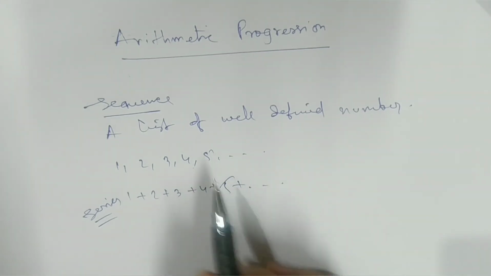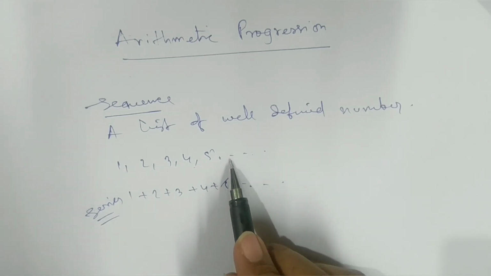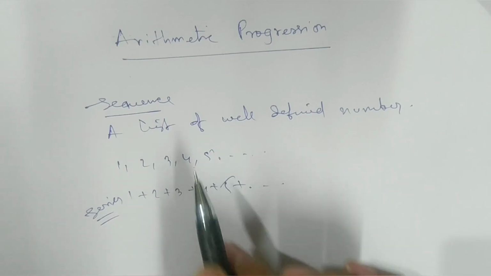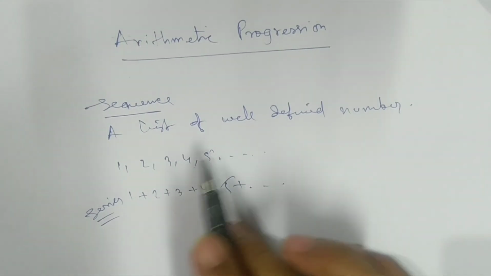Now you can see here it will never end. If I use 3 dots here, that means it will continue. This type of sequence we call an infinite sequence, as it will never end.